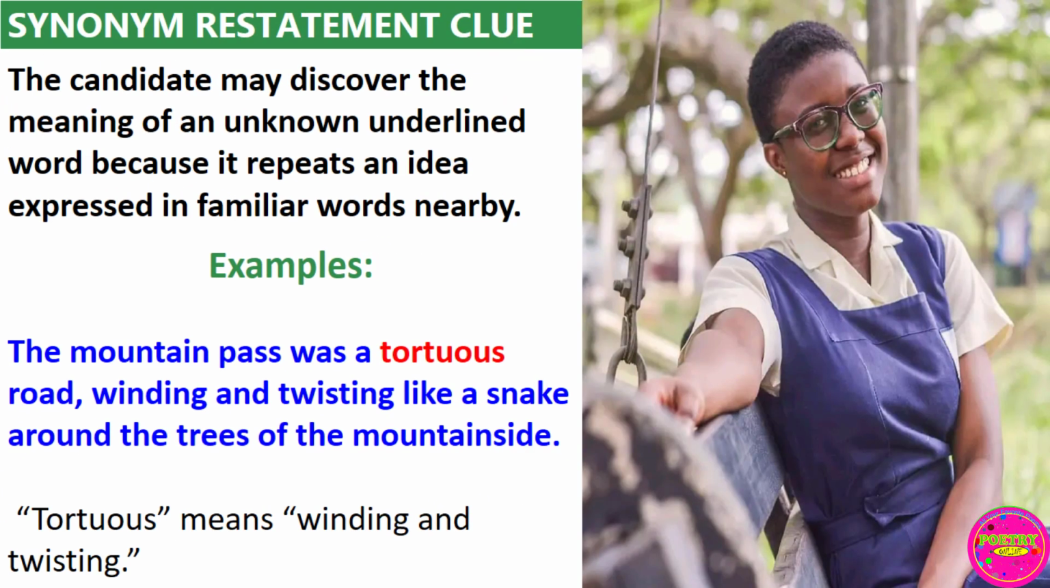The next thing you can use here is synonym restatement clue. What do we mean by synonym restatement clue? The candidate may discover the meaning of an unknown underlined word because it repeats an idea expressed in familiar words nearby. For instance, you might not understand the underlined word, but the nearby words will tell you the meaning of the word. Let's consider this example. The mountain pass was a tortuous road, winding and twisting, like a snake, around the trees of the mountainside.